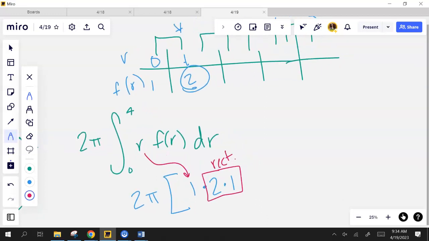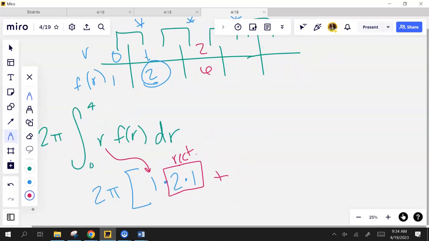And so now again, the next one was the next point, 2, 6. So for the next one, the R value is 2 times, I'm using the 6 for the height, and then the width from 1 to 2 is 1. So again, here's my rectangle and this is my R.